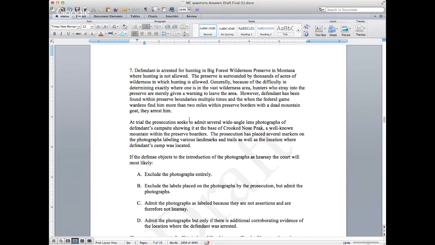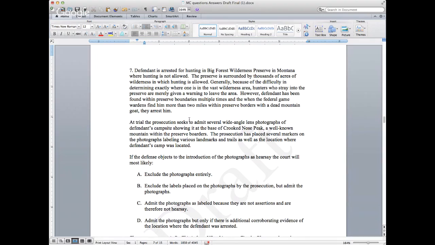At trial, the prosecution seeks to admit several wide-angle lens photographs of the defendant's campsite, showing it at the base of Crooked Nose Peak, a well-known mountain within the preserve's borders. The prosecution has placed several markers on those photographs labeling various landmarks and trails, as well as a location within the defendant's camp.